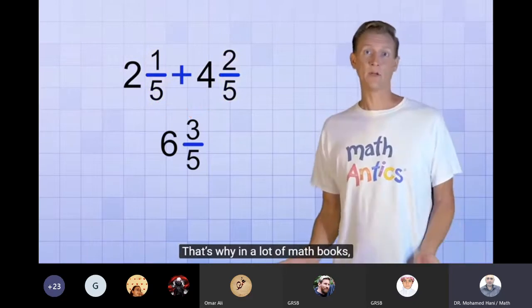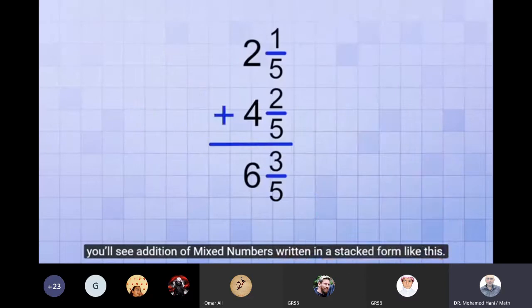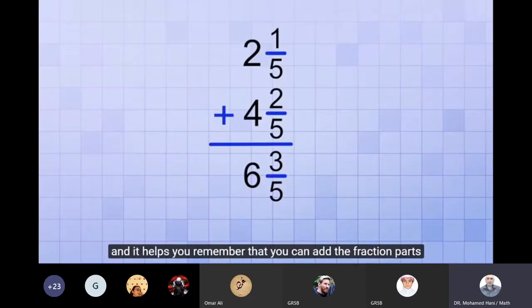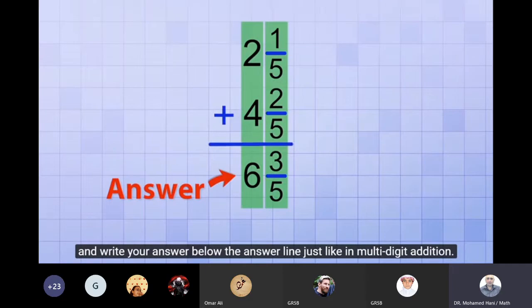That's why in a lot of math books, you'll see the addition of mixed numbers written in a stacked form like this. This is similar to the way you would stack multi-digit numbers up to add them. And it helps you remember that you can add the fraction parts and the whole number parts in two separate columns and write your answer below the answer line just like in multi-digit addition.